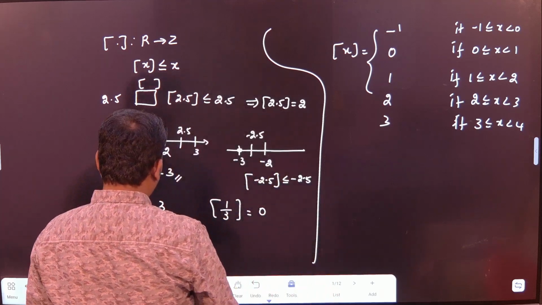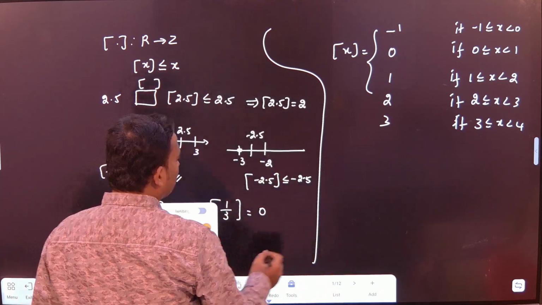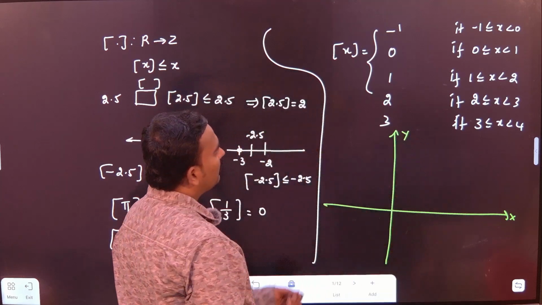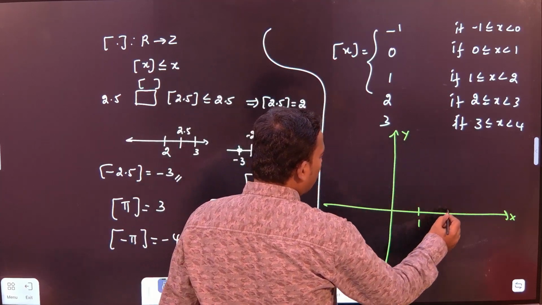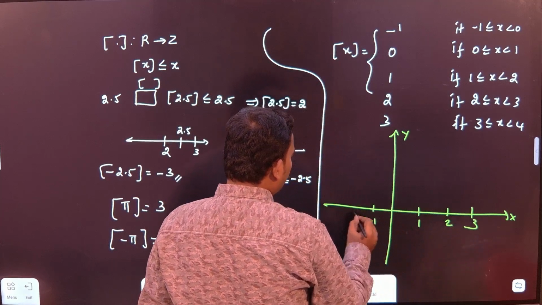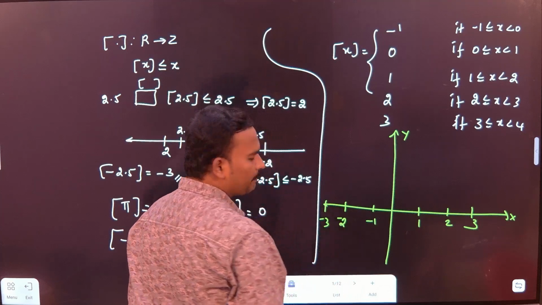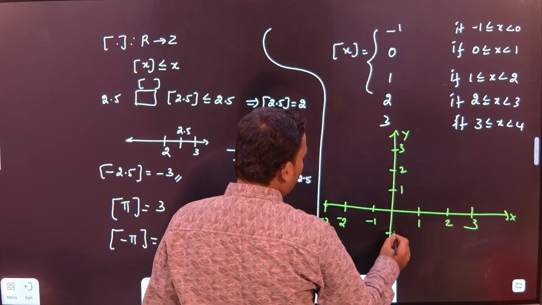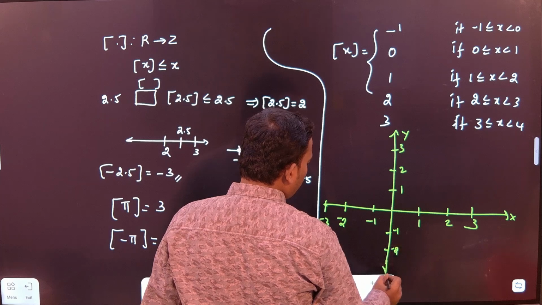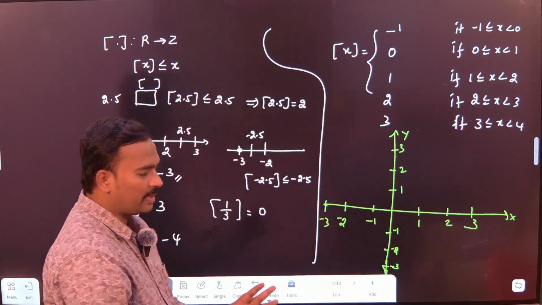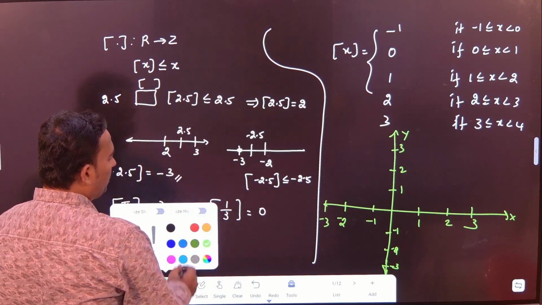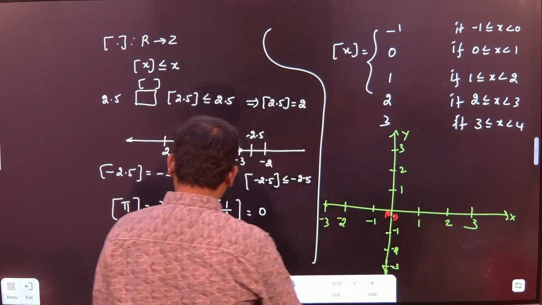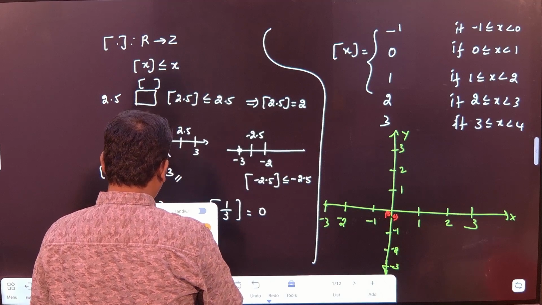Then how to draw the graph of this? You can see here, students, very simple. Draw the x-axis and y-axis, and on the number line mark 1, 2, 3, here minus 1, minus 2, minus 3. Here you can put 1, 2, 3, here minus 1, minus 2, minus 3. I hope everyone understood, right? Okay. So now you can see, 0 to 1 you can take, this is 0 comma 0, right? 0 to 1 you can take. So what will we get?